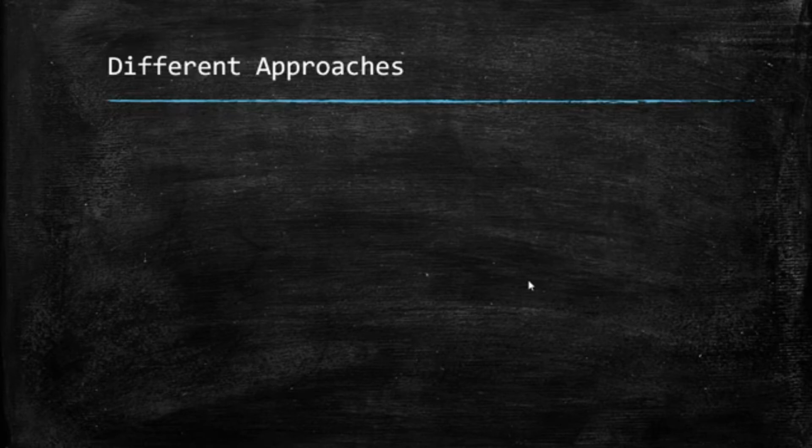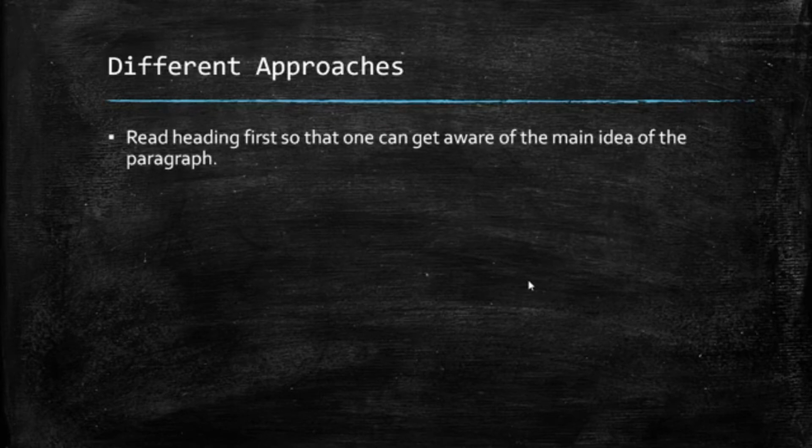I won't emphasize a particular approach because, as I have told you before, it varies from student to student. The one I am going to discuss here is reading the headings first. Read all the headings present in the list first so that you can become aware of the main idea of the paragraph. This method works perfectly fine for me, and I hope it will work for you as well.